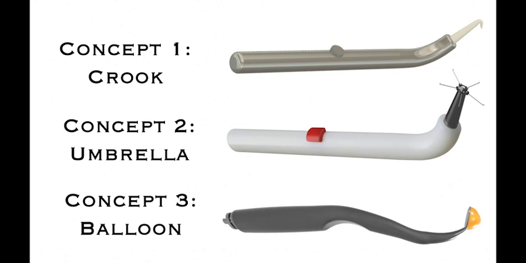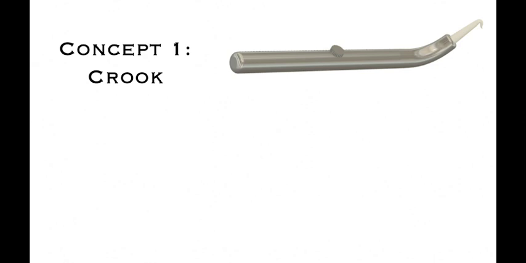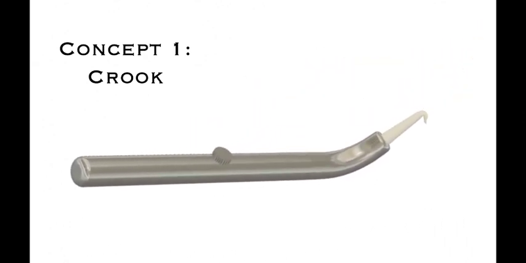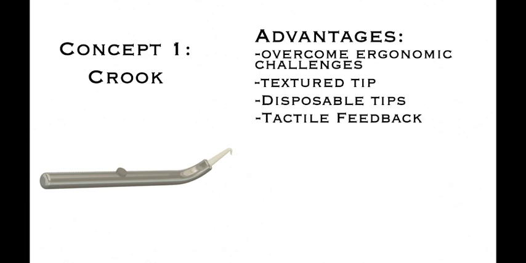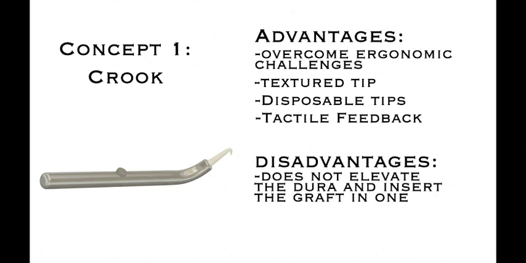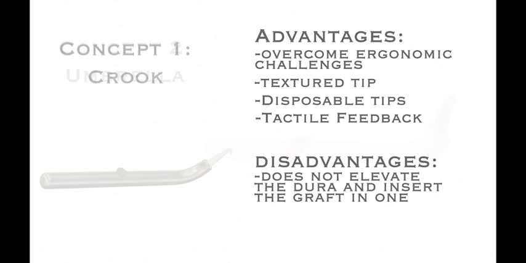This is some of the initial feedback we've been able to obtain from some of our stakeholders. Concept 1 is based off a rotating shepherd's crook profile tip. Surgeons believe this would be very helpful to overcome the ergonomic problem of reaching different angles around the defect. They also like the idea of a textured tip for manipulating grafts, disposable tips, and tactile feedback during rotation. A downside of this concept is that it does not elevate the dura and insert the graft in one.